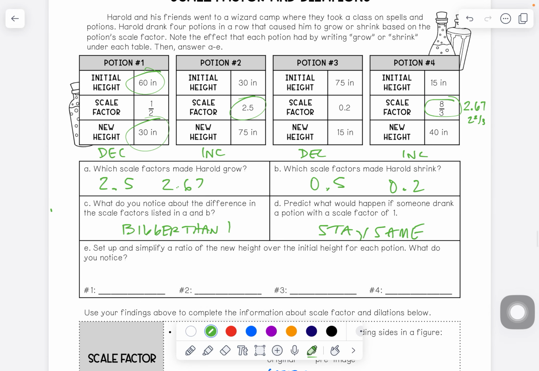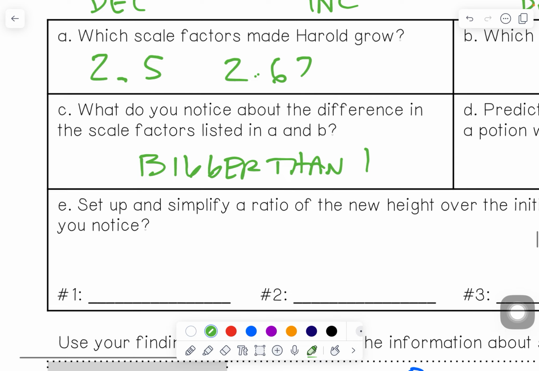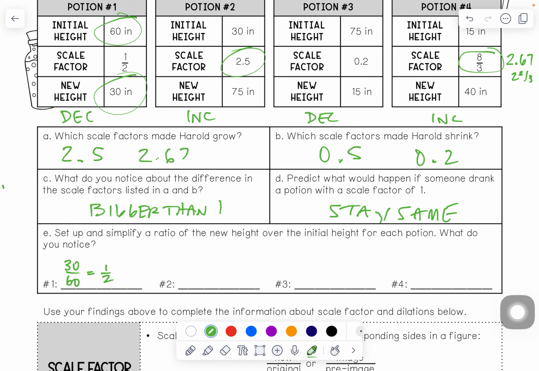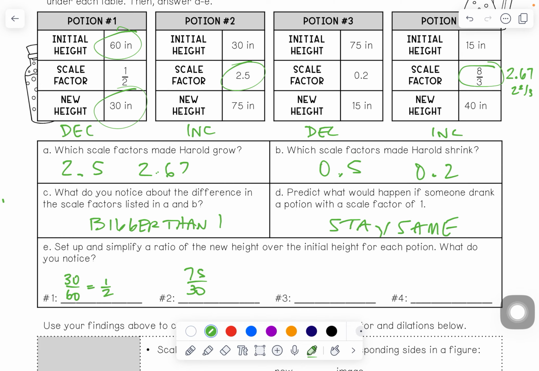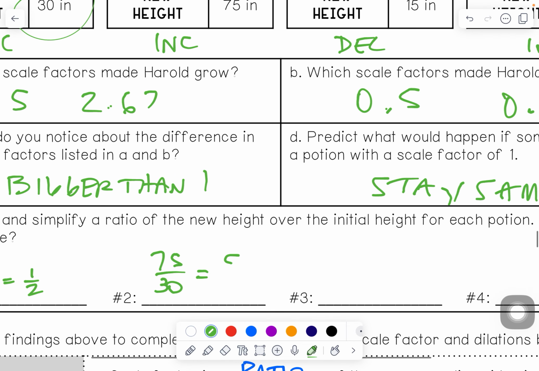Set up and simplify a ratio of the new height over the initial height for each potion. So the new height on top, the initial height on the bottom. Let's take a look at that. For potion 1, we have 30 as the new height and 60 as the original height. So 30 over 60. If I reduce that, I get 1/2, which happened to be my scale factor. For potion 2, my new height is 75 and my initial height is 30. If I reduce that, I get 5/2, and 5 over 2 would also simplify to 2.5, same as my scale factor.